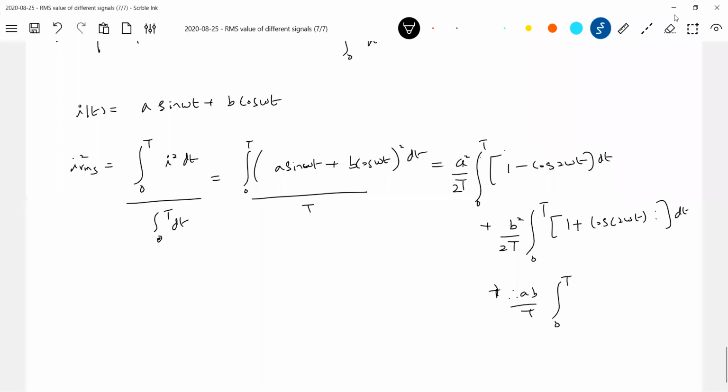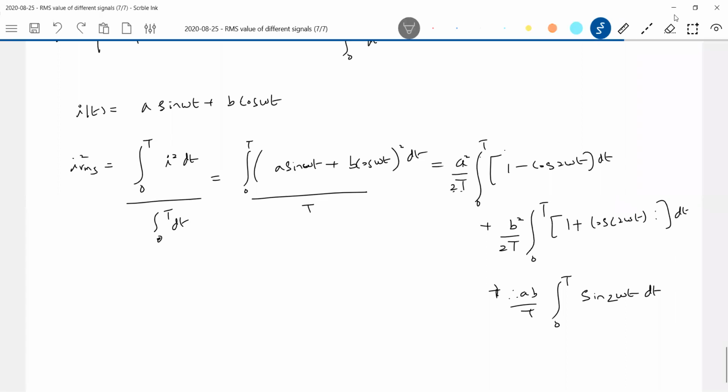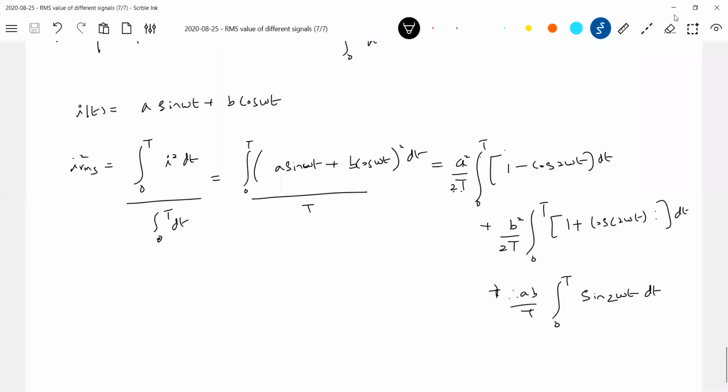This 2 is also adjusted, so this will become sine square omega t, 1 minus cos 2 omega t by 2. It has adjusted like this here. Then b cos square omega t, b square by 2T will be there outside, 1 plus cos 2 omega t. Then 2ab sine omega t cos omega t will become sine 2 omega t. Directly, I think you should not waste time. Integral of cos 2 omega t in one full cycle will be 0. Cos 2 omega will be 0. Sine 2 omega will be 0.